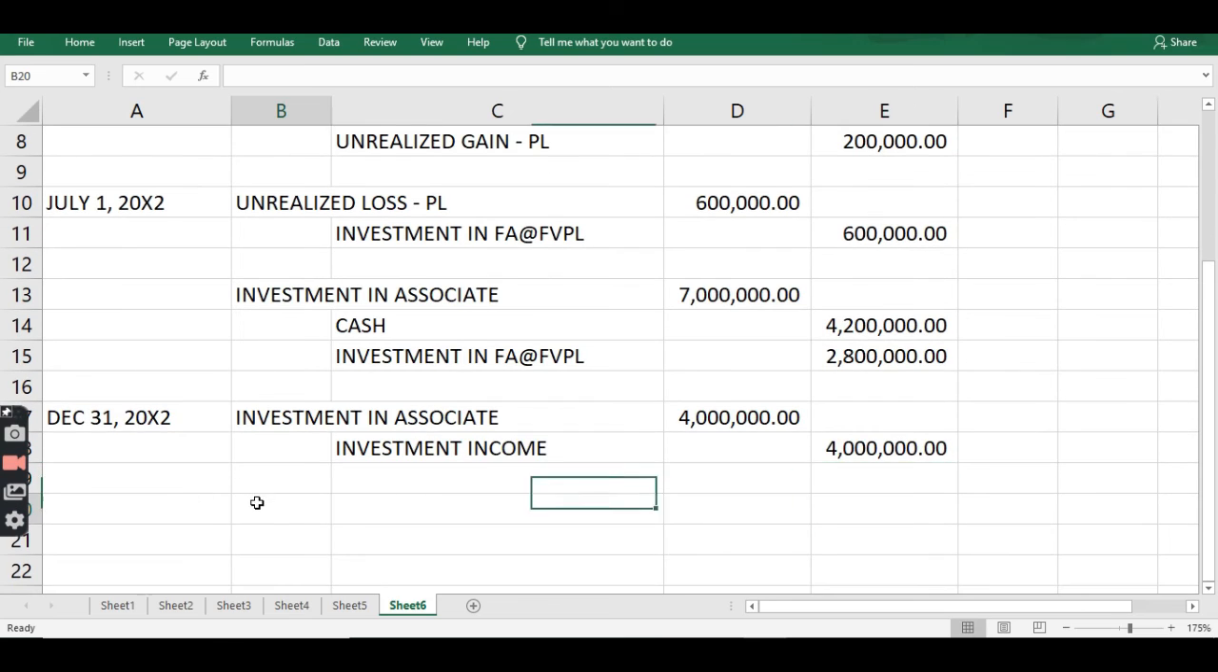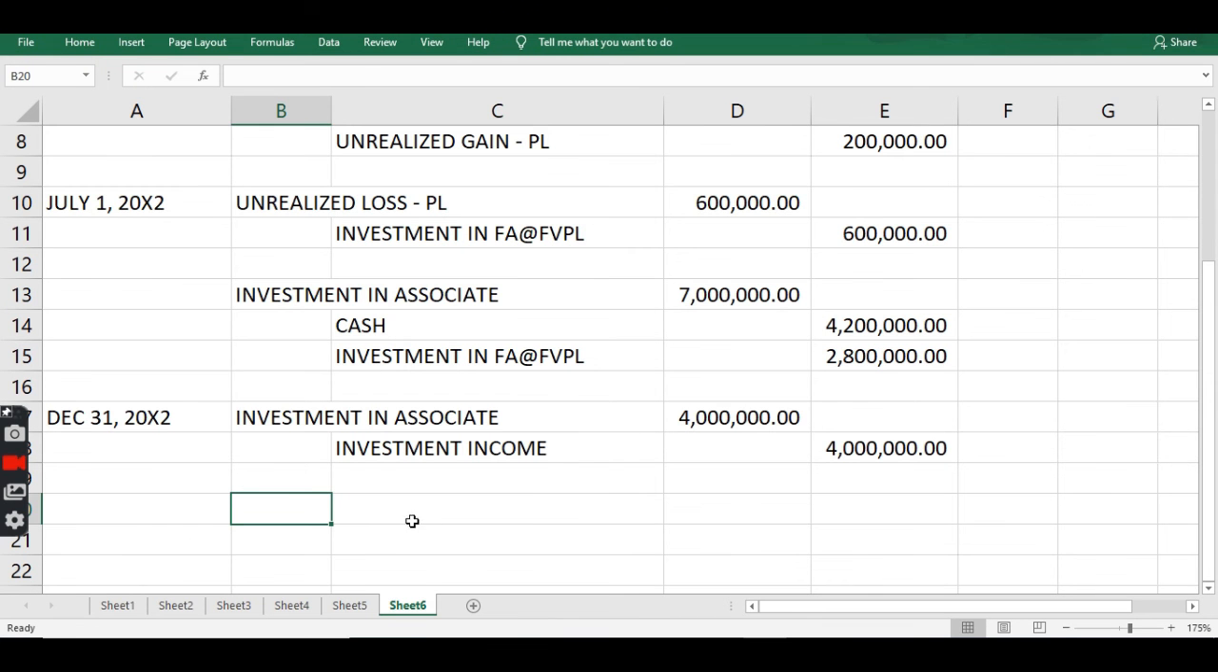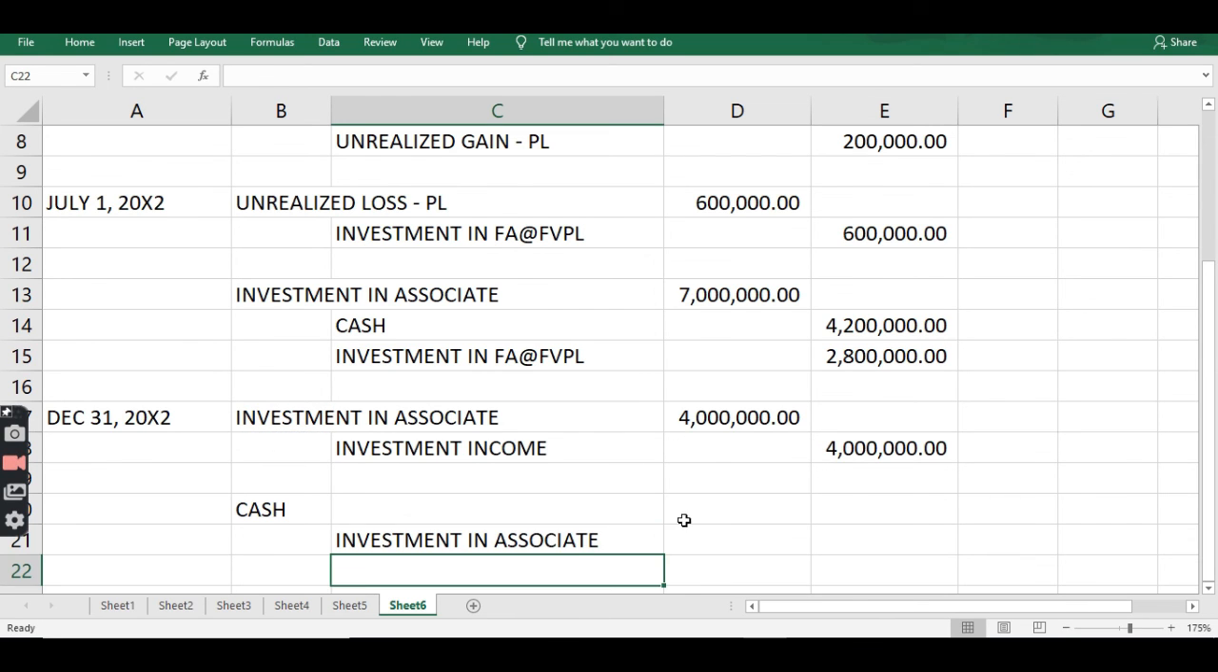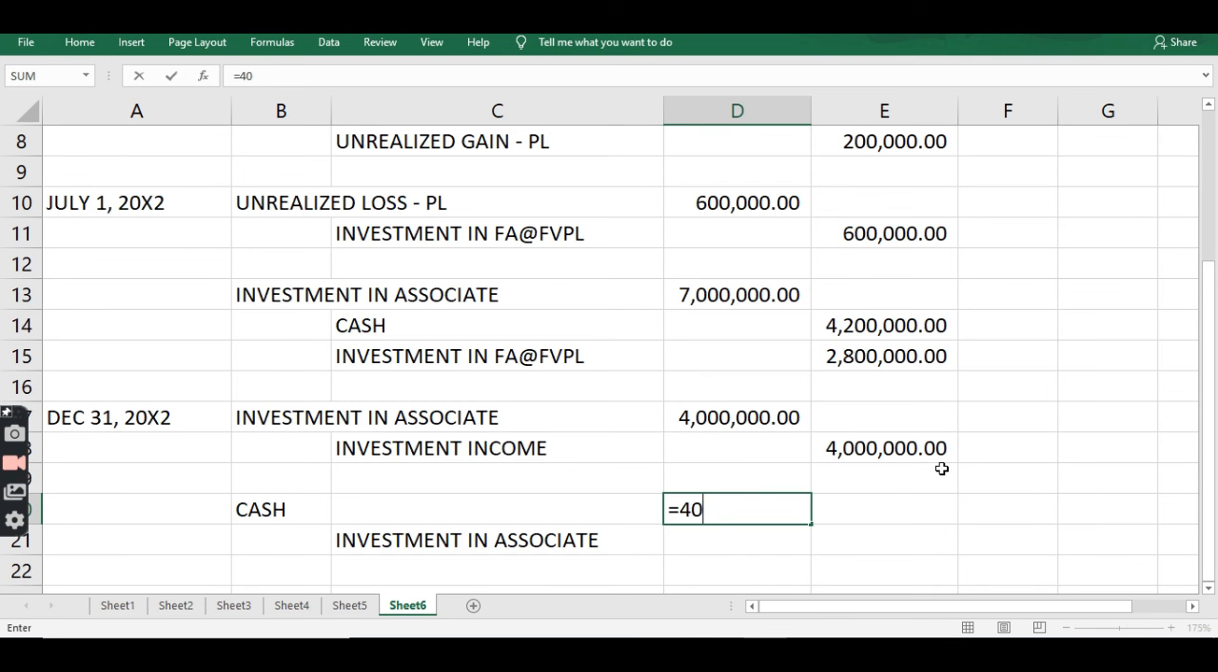Okay? Tapos, nagkaroon ng dividend din. Sinabi, in addition, nag-declare at nagbayad ng dividend na 4 million. So, yung 4 million na yun, wala problema. Yun yung cash na matatanggap natin. Yun ay lahat. Hindi dividend income. Yun ay bawas na ngayon sa investment in associate. Kasi equity method na tayo dyan. So, that's going to be 4 million times 25%. Yun. Okay. So, yan yung item natin dyan.